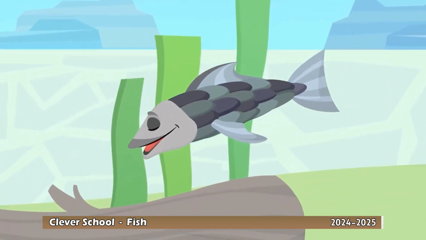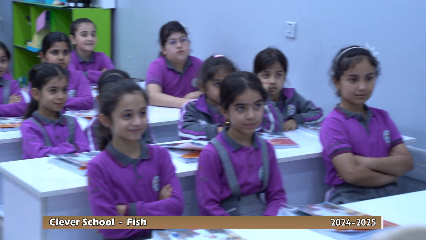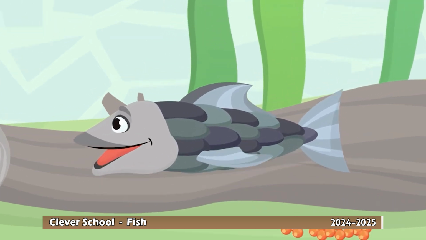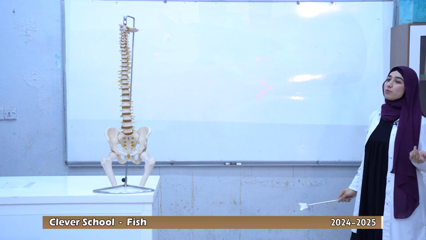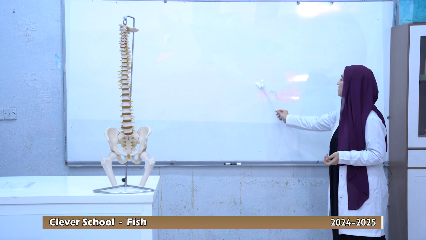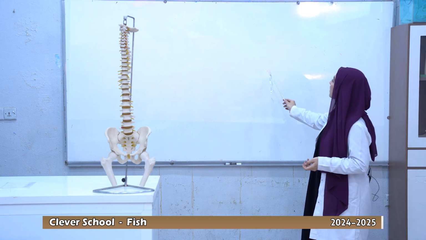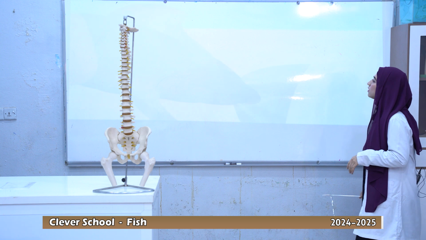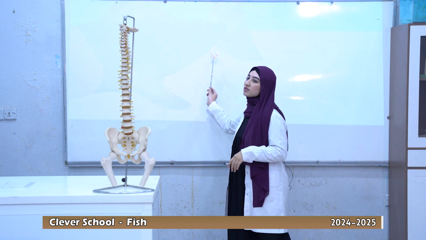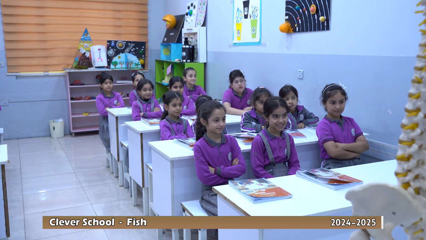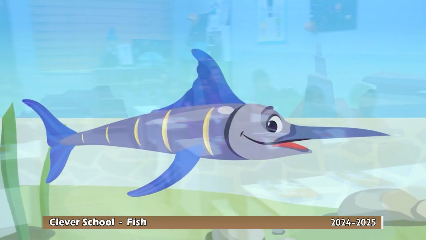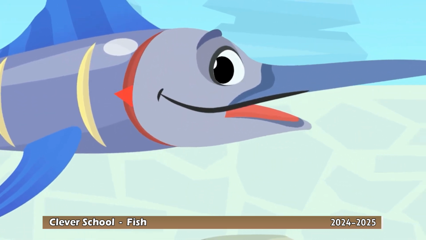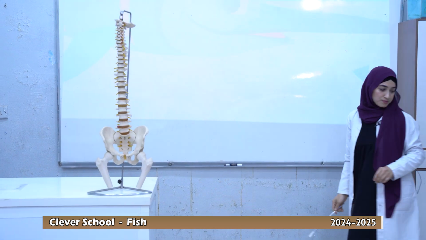Fish are animals that can live in water, fresh or salt water. Okay? They lay eggs. It means they are born from eggs. You can see the eggs? Yes. And they have fins that help them to swim and move in water. And their body are covered with scales. And they breathe with gills. Okay?